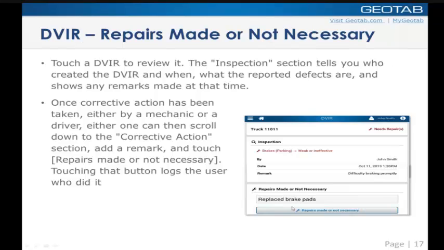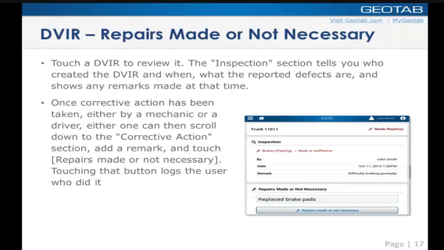So this is the driver commenting at this point in time. If I'm the mechanic, or I took it to a shop and had a mechanic do the work, I can say that I replaced the brake pads. That was my corrective action, and then I can mark repairs as made or not necessary. Touching the button logs it as the user who did that function. So if I took it to a shop and replaced the pads, I could say I replaced the brake pads, Jiffy Lube, invoice number 123, and that would be my comment.